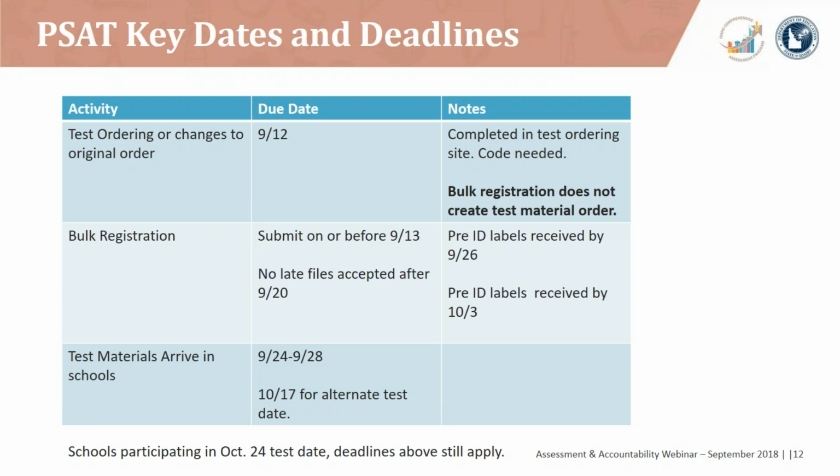And then there's no late files accepted by the College Board after September 20th. At that point, you will not get pre-ID labels. If you need to test and still want to test, you have to make sure you submitted your orders to get test materials, and then you have to bubble in if a bulk registration was not completed.